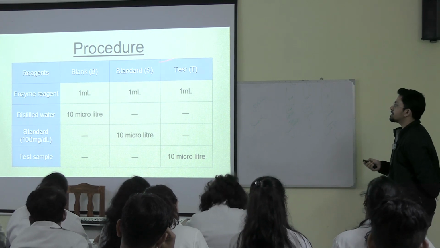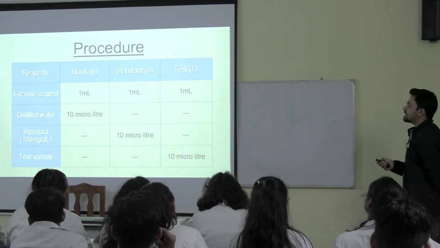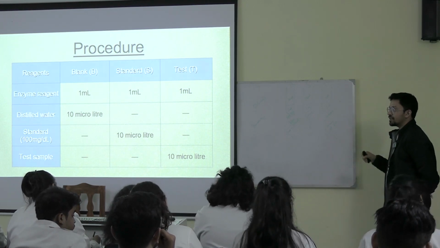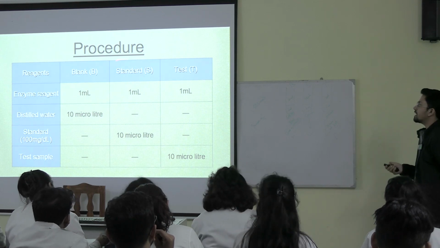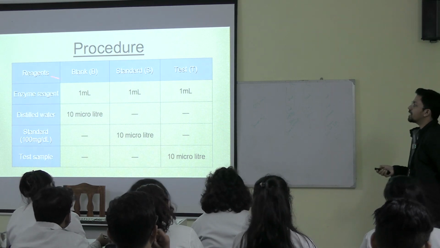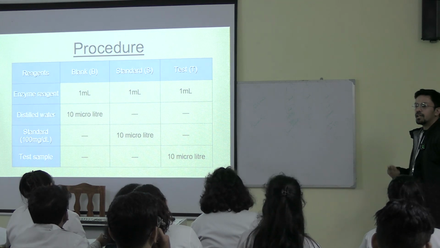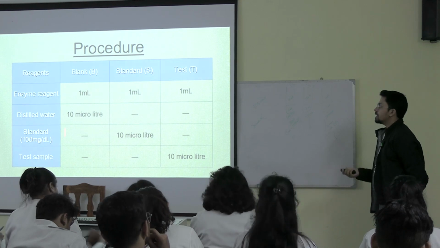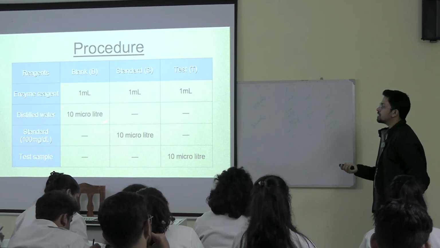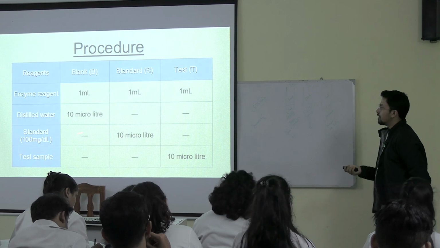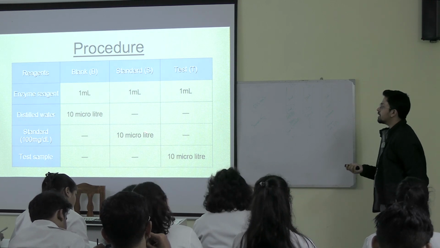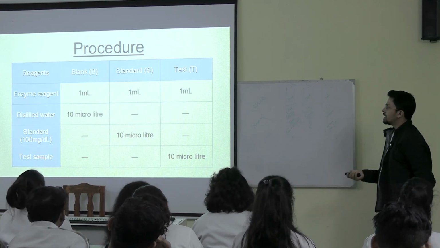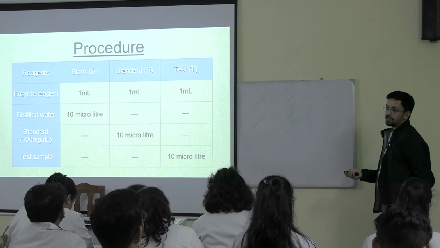First of all, you take 3 test tubes, mark them as B, S and T. Either you can mark on the test tube or you can mark on the rack where you are keeping the test tubes. So 3 test tubes you are marking as B, S and T. Each of the test tubes is filled with the enzyme reagent. What is the enzyme reagent? The GOD-POD reagent. Take 1 ml in each of them. Then after that you take distilled water. How much? 10 microliters in the blank. Standard of 100 milligram per deciliter in the standard, that is also the same 10 microliters, and in the test tube, test sample, that is also 10 microliters.